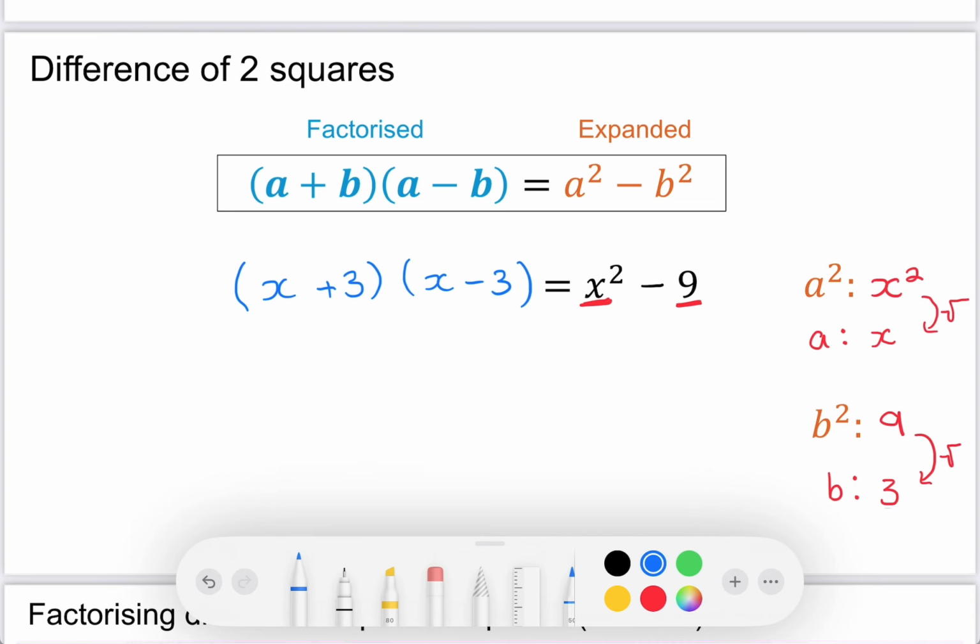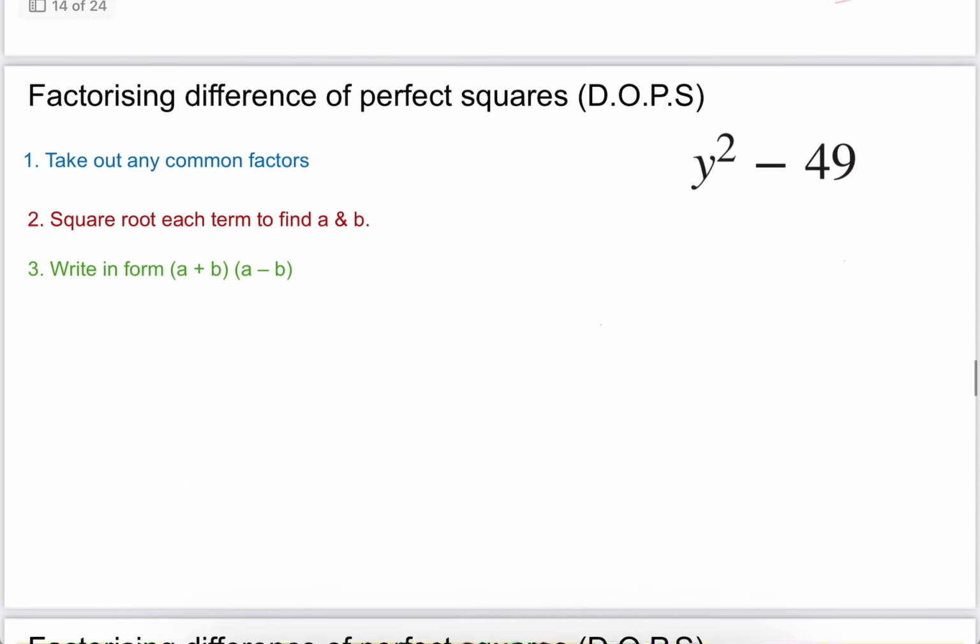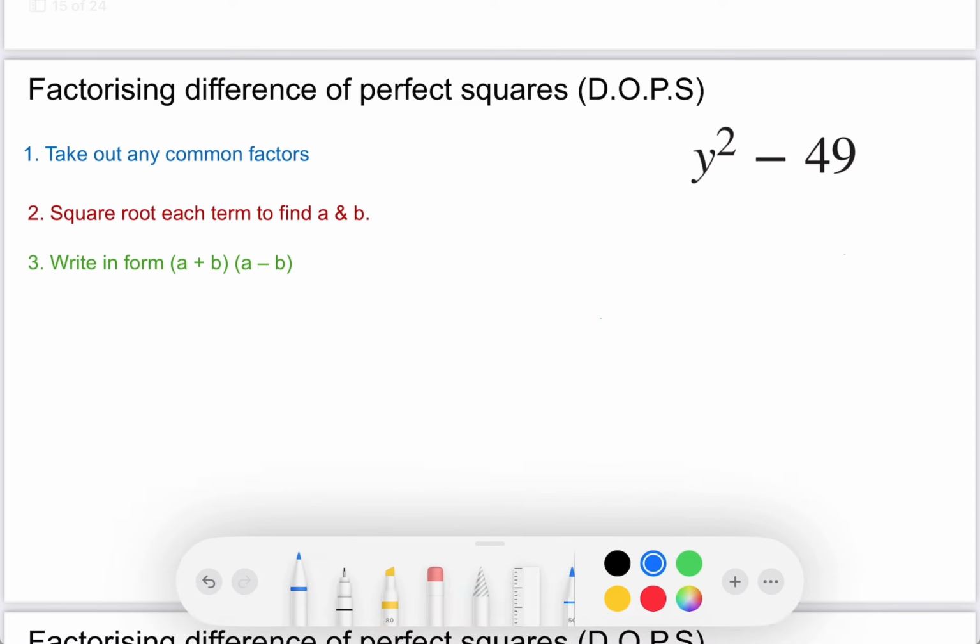Let's have a look at solving this again with some clearer steps. Here my expression is y squared minus 49. My first step says take out any common factors. Now that only applies when you've got a number in front of your variable squared. You might have to take that out. And we're going to skip that step here because we don't have any number in front of y squared. Next, we have to square root each term to find a and b. Well, first, let's just define what a squared is and what b squared is. a squared is y squared and b squared is 49.